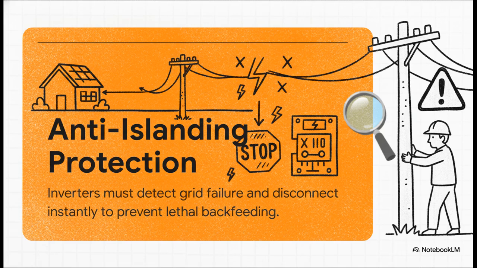Your grid interactive inverter utilizes a phase locked loop algorithm to constantly track the utility waveform. If the central utility grid fails, your local solar array absolutely cannot continue pumping power into the local grid. That would backfeed high lethal voltage onto dead utility lines, directly endangering the network technicians who are out there trying to fix the outage. The inverter must actively detect the failure and mechanically disconnect within milliseconds. No exceptions. It is absolutely non-negotiable.